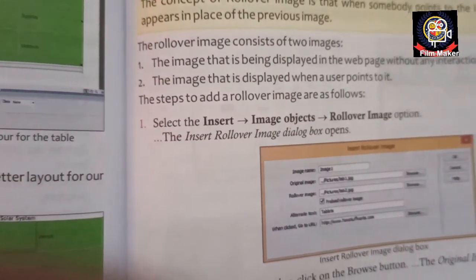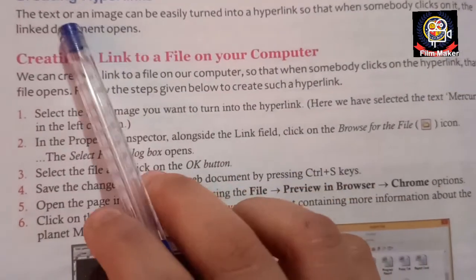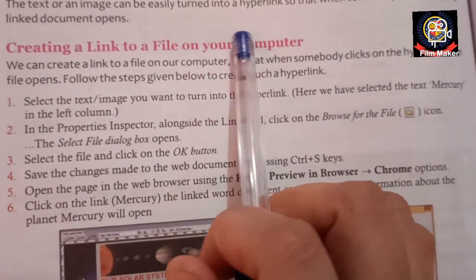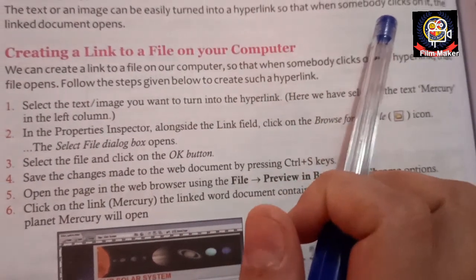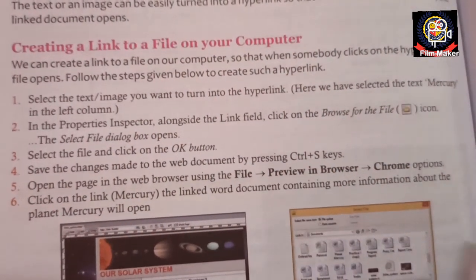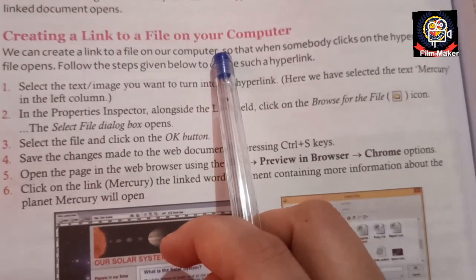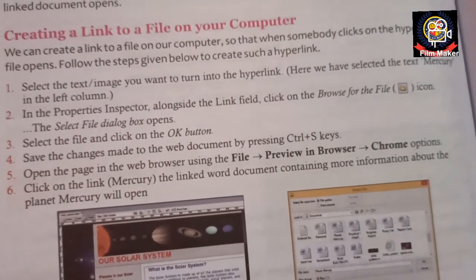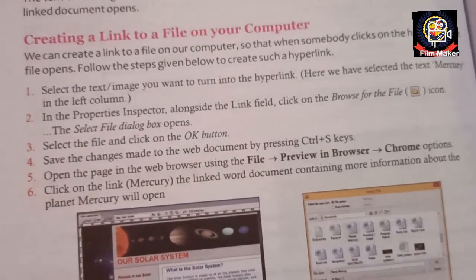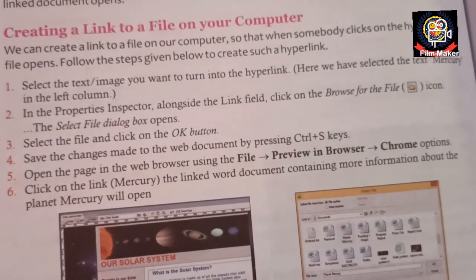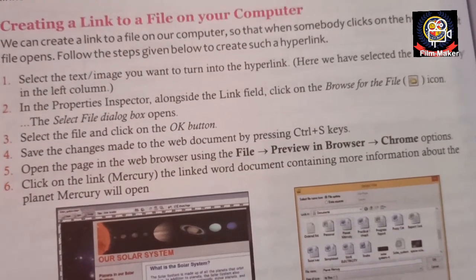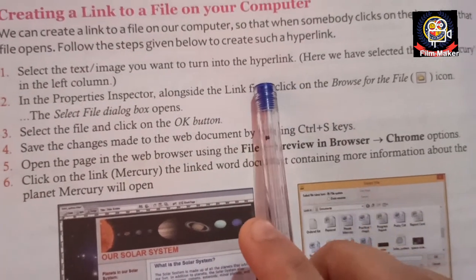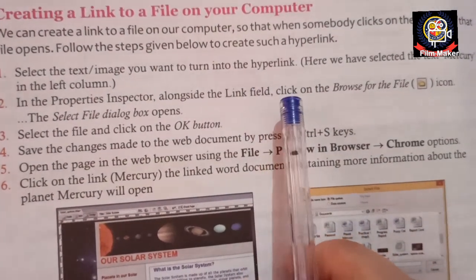Okay, so now come to the next topic, the last topic, that is creating a hyperlink. So text or an image can be easily turned into a hyperlink so that when somebody clicks on it, the linked document opens. Okay, so creating a link to a file on your computer: select the text or image you want to turn into a hyperlink. Suppose whatever text I have given, or any image I have displayed, if I want that whenever the user clicks on that particular text or image, it will go to another page. So here basically what we are doing, we are just creating a hyperlink.